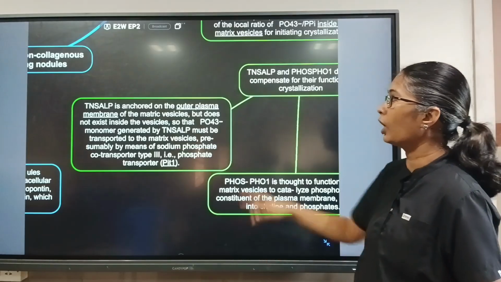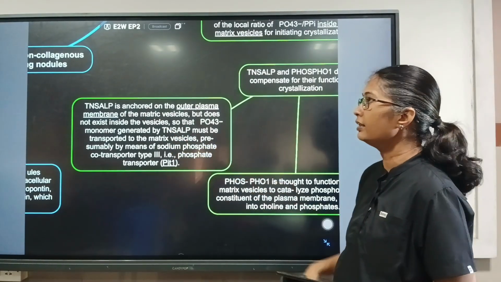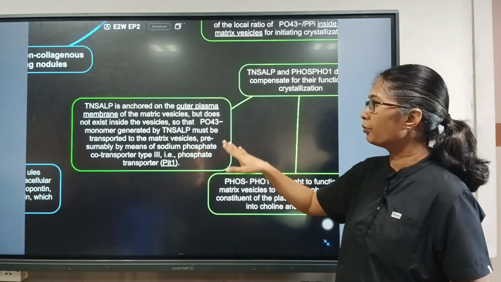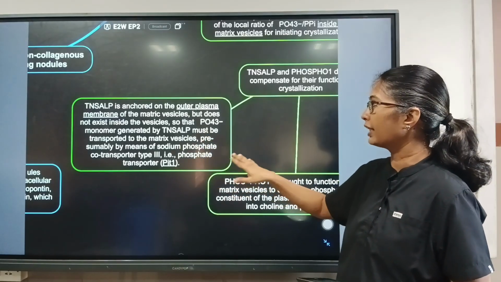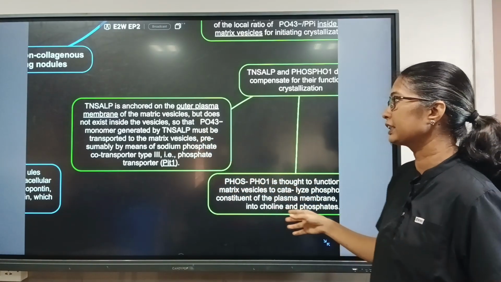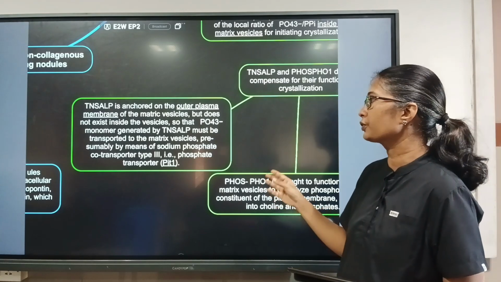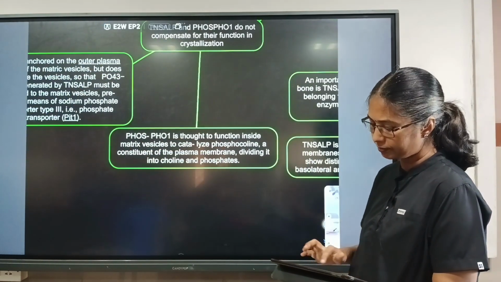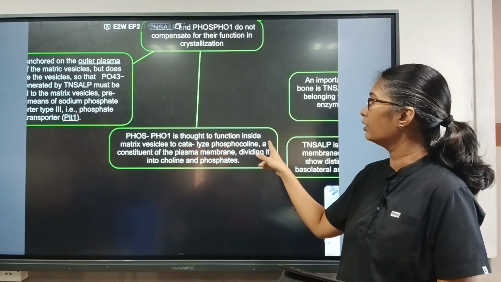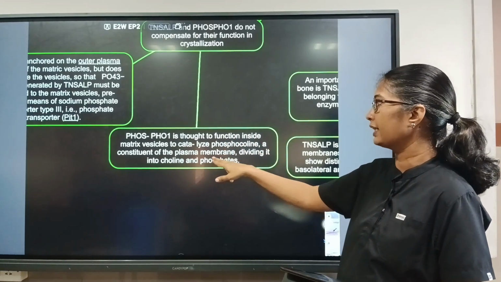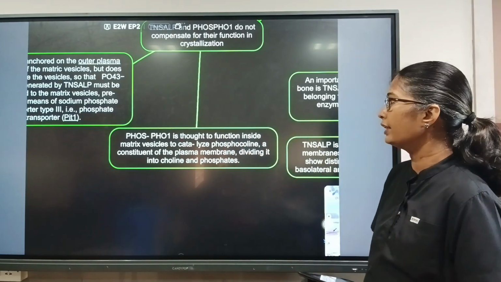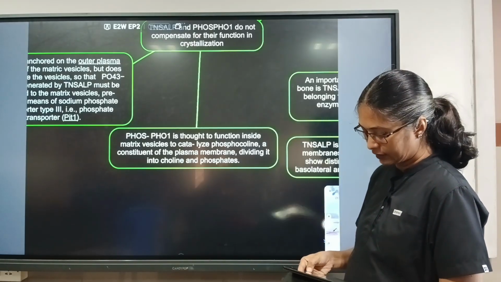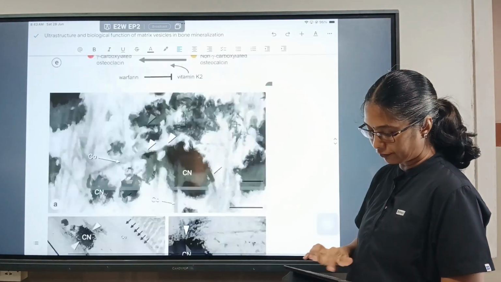TNSALP is anchored on the outer plasma membrane of the matrix vesicle, but does not exist inside the vesicle. So the phosphate monomer generated by this alkaline phosphatase must be transported into the matrix vesicles, presumably by means of the sodium phosphate cotransporter PiT1. While PHOSPHO1 is thought to function inside the matrix vesicle to catalyze the breakdown of phosphocholine, a constituent of the plasma membrane, into choline and phosphate. If we see the picture, it will be clear for us to understand.